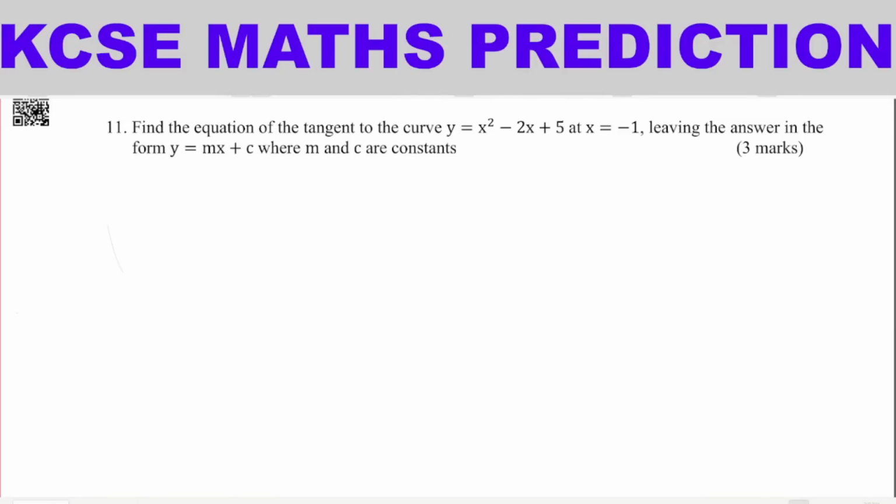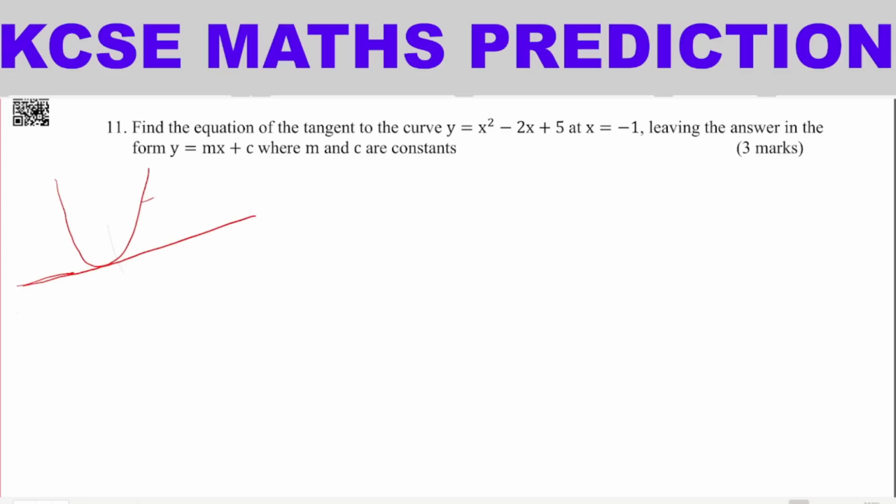Find the equation of the tangent to the curve y = x² − 2x + 5 at x = −1, leaving the answer in the form y = mx + c, where m and c are constants. So to solve this question, let me first sketch, just a sketch, that is the curve, and then we have the tangent.